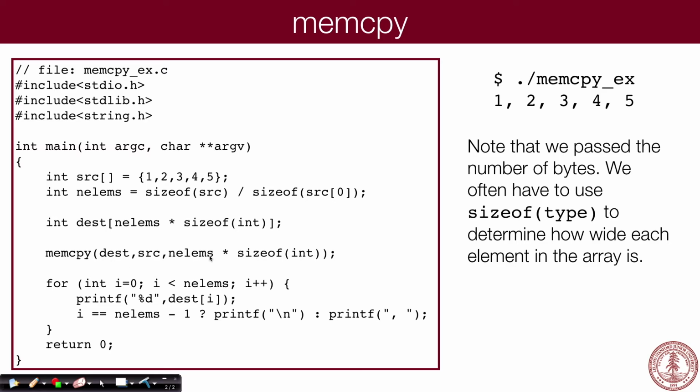Well, because you need to know the number of bytes. Memcpy says how many bytes are there. If I know how many elements there are, and I know how big each element is, I multiply the two together to get the total number of bytes. That's the difference.